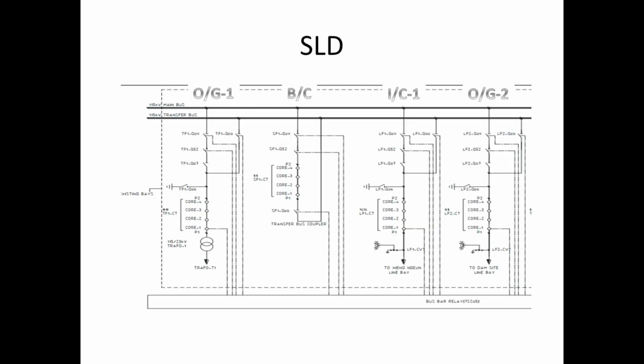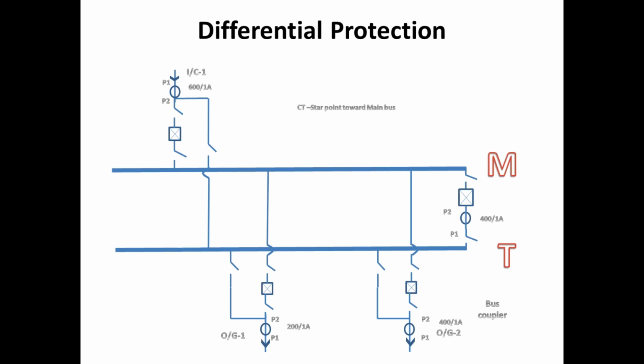And this is the SLD for main and transfer bus. In this we have one incomer and two outgoing with bus coupler. In this system, for incomer, the CT we have is 600/1 A ratio, and for outgoing 1 it is 200/1 A, and outgoing 2 is 400/1 A. For bus coupler CT it is 400/1 A. In this the CT start point is towards the main bus, that is P2 is the start point for this system.